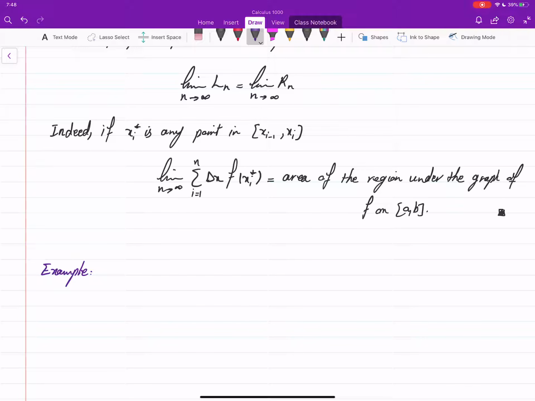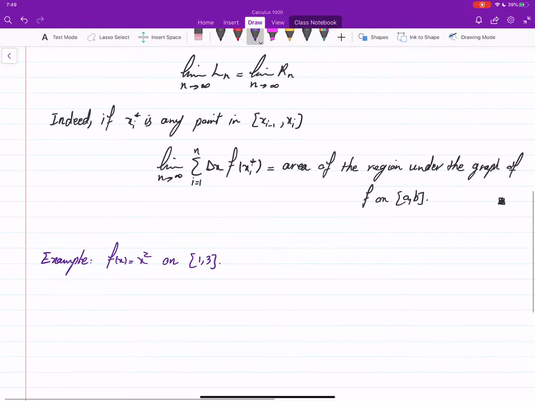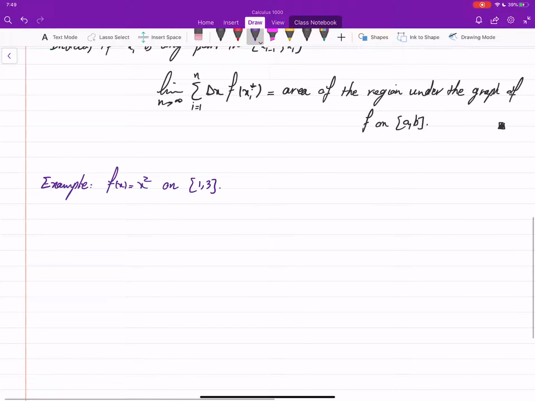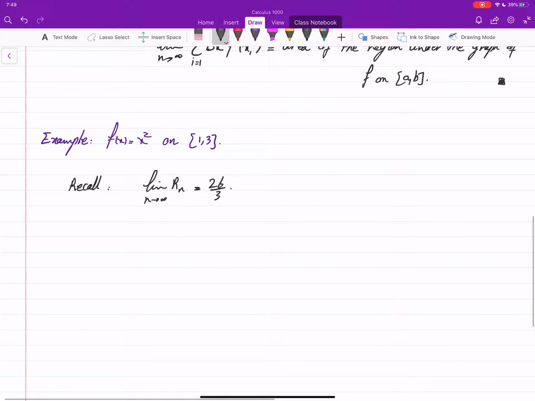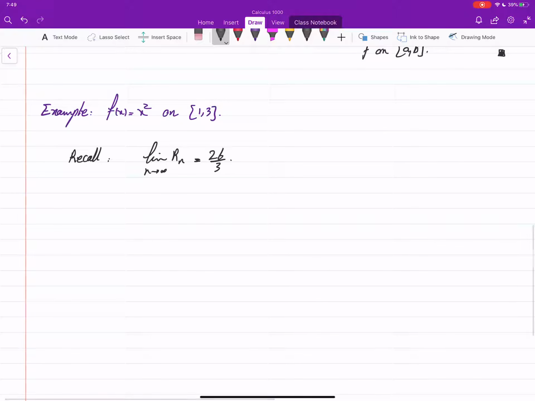But what I can do is that we will try to see the example we did for the right endpoint, what we have for the left endpoint in this case. Okay, so recall that the limit of Rn for this guy as n goes to infinity was 26/3. You can go back to the other video, you will see that we found that formula.